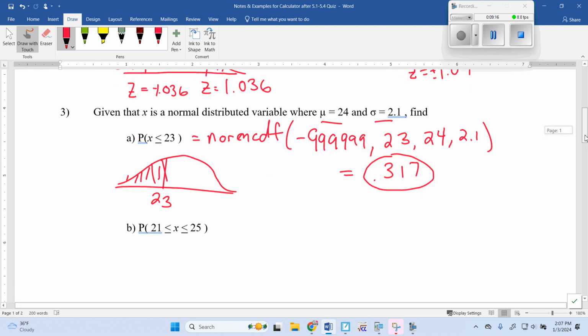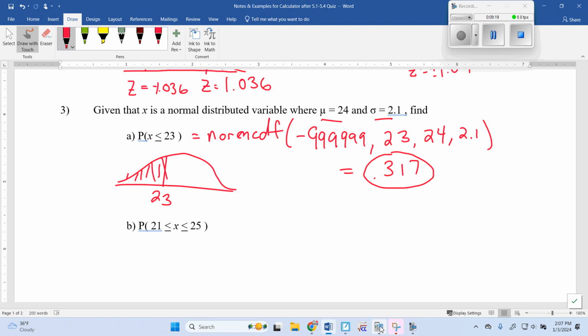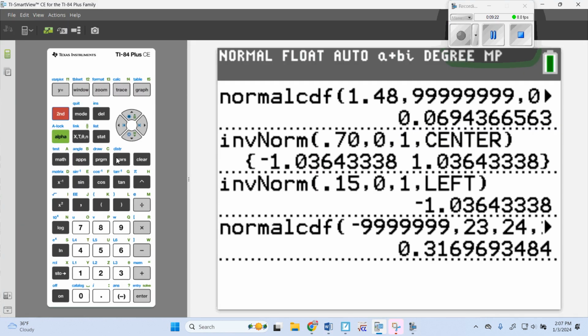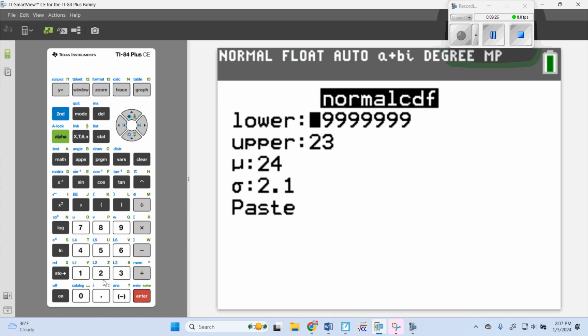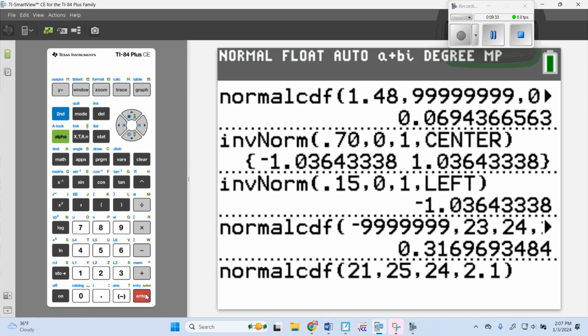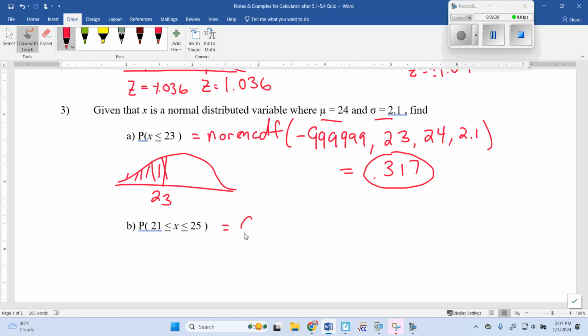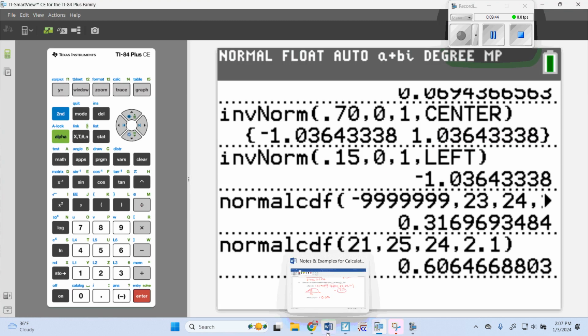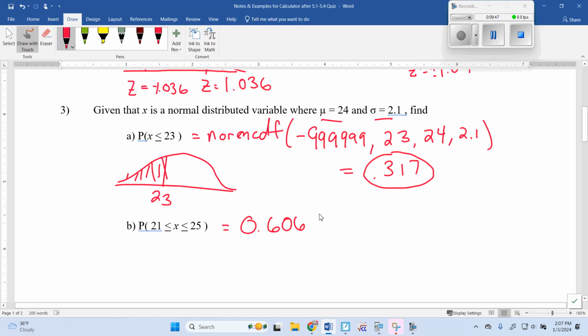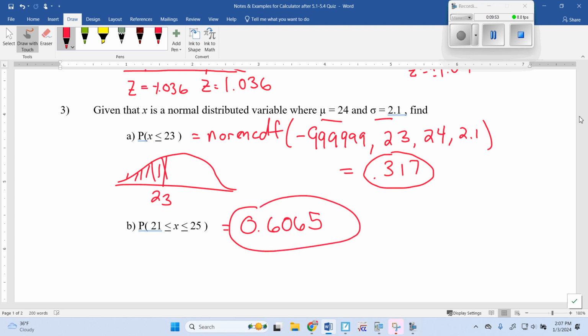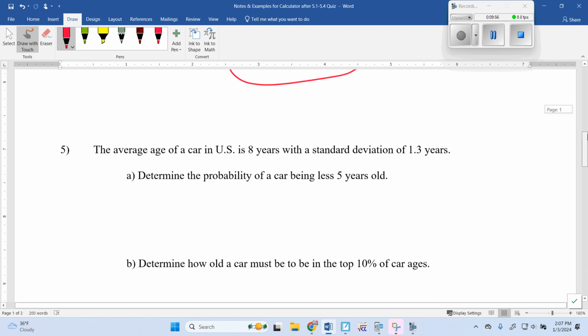If it is between 2 numbers, 21 to 25, we can then just put between 2 numbers. It's 21 to 25. We get 0.606. We can still round this off to 3 or 4 decimal places when we do that. So we still want to go, let's go 4 decimal places when we do this, even though we're on the calculator, we're doing that.